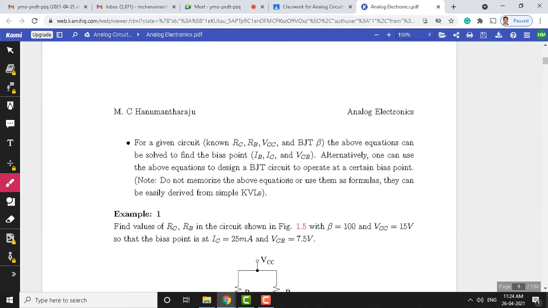For a given circuit, RC, RB, VCC and BJT beta are the given values. The above equations can be used, and the bias point IB, IC and VCE can be estimated. We already derived equations for all these three unknowns. You can also use these equations to design a BJT circuit, and also identify the operating point, which is the bias point here.